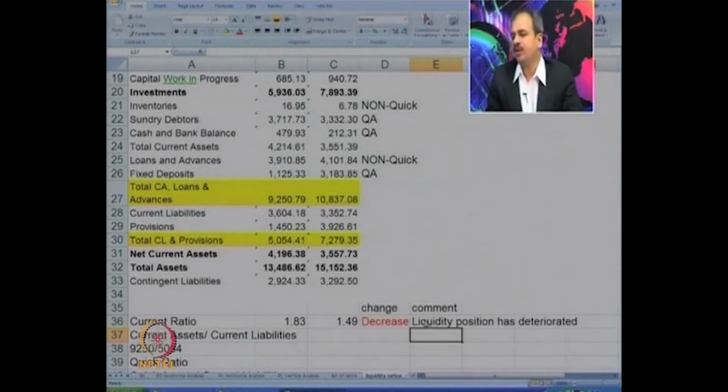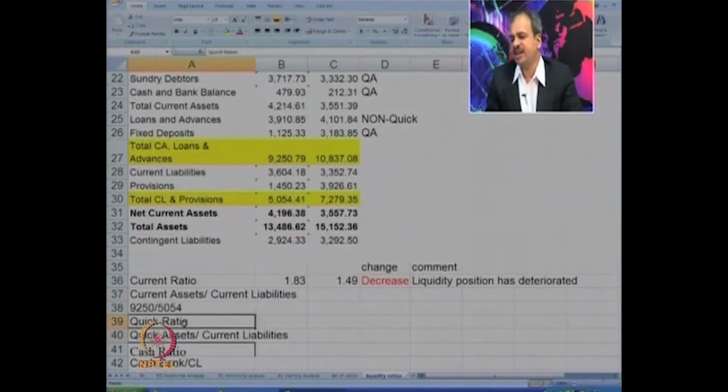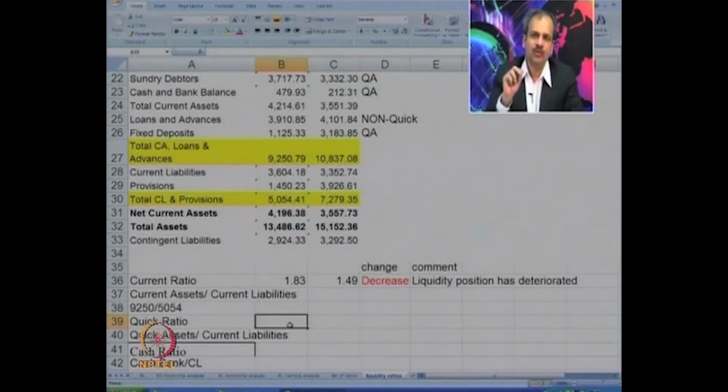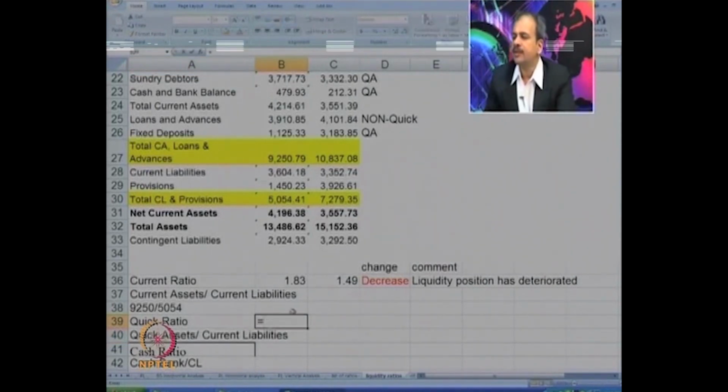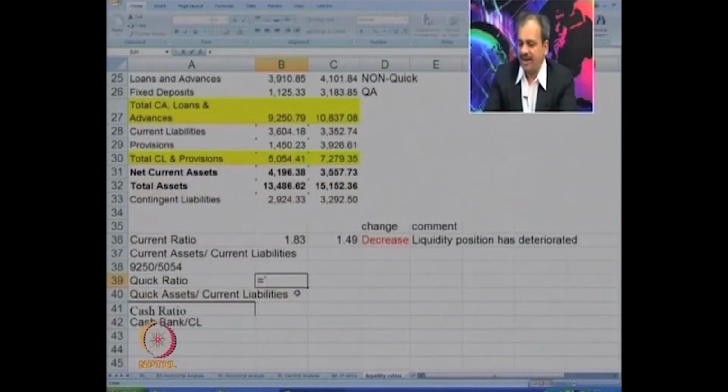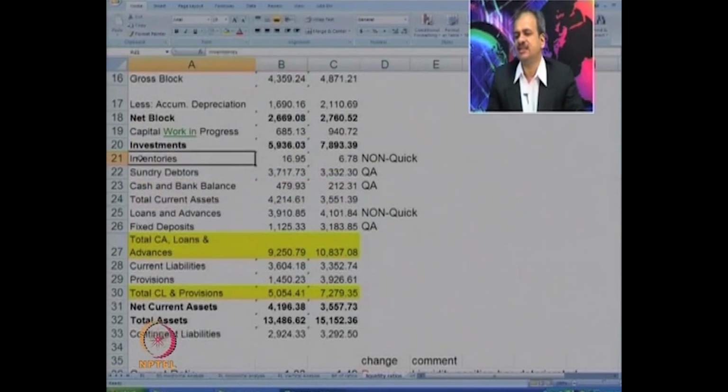Okay. Now let us go to the next ratio, that is the quick ratio. So what does the quick ratio calculate? It tries to focus on immediate liquidity. So whether the company can pay its debt immediately. So the formula is quick assets upon quick liabilities. In this case all current liabilities are quick. So you can say it's quick assets upon current liabilities. Now you have to identify from amongst the current assets which are the quick assets. So this is the list of current assets.